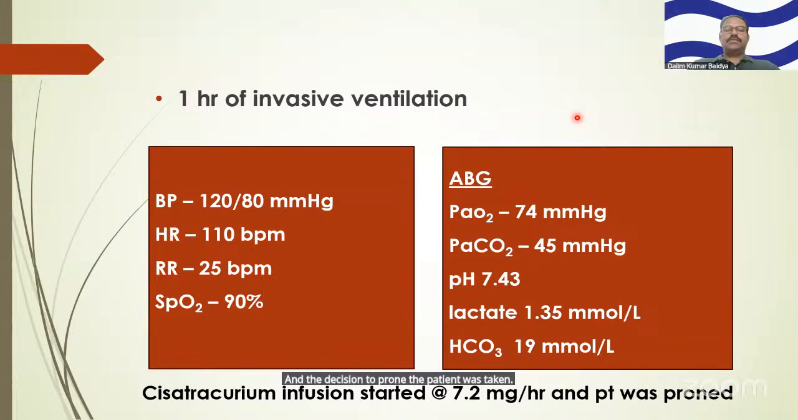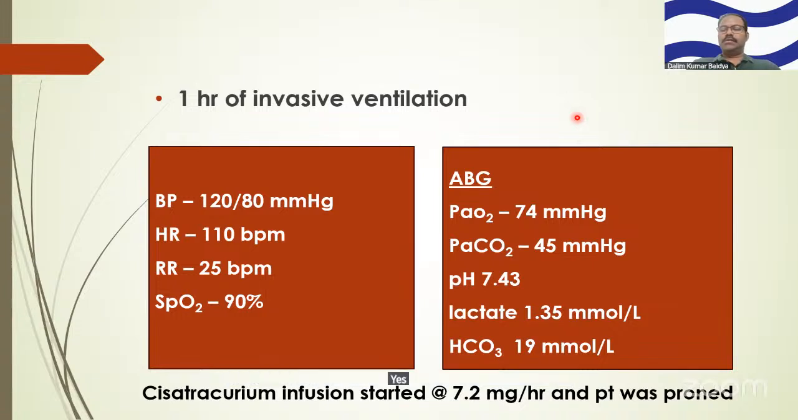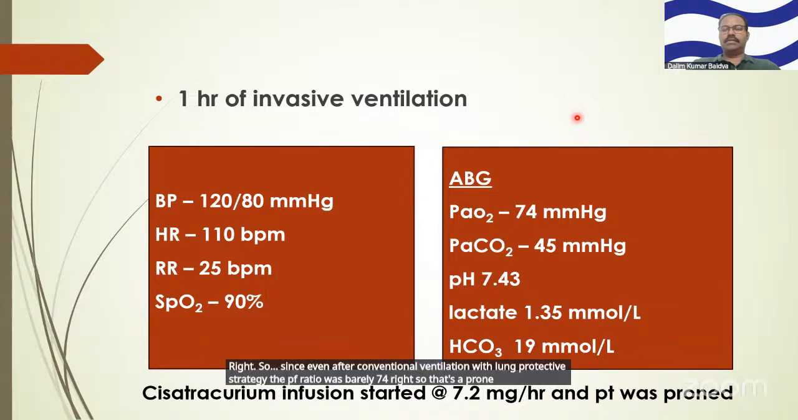Right. So, even after conventional ventilation with lung protective strategy, the PF ratio was barely 74, right? Yes, sir. So the decision was to prone, which is the right decision at this moment.